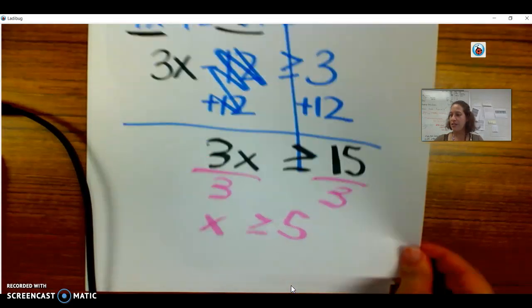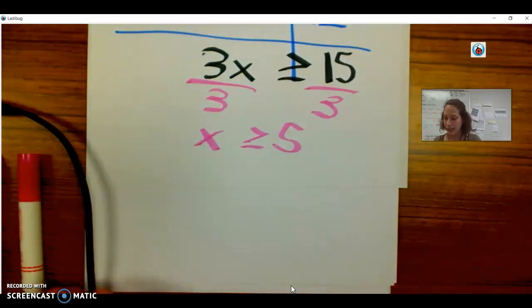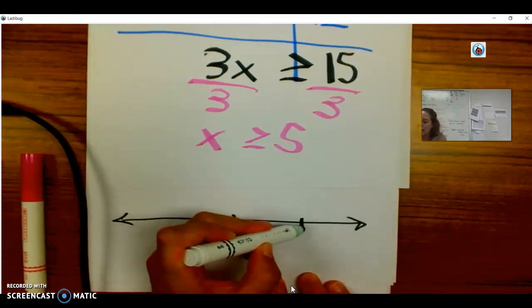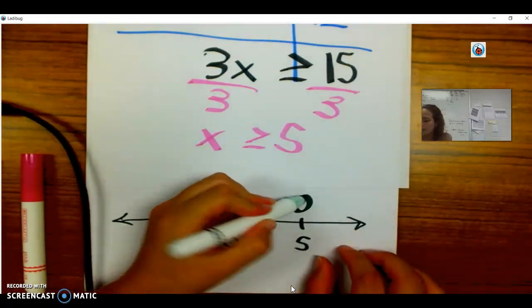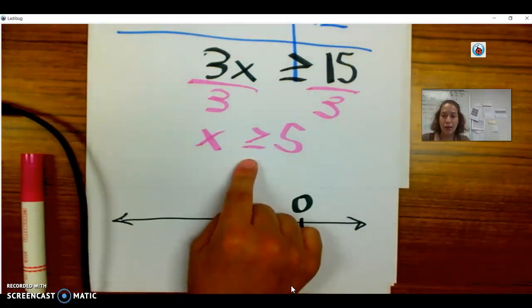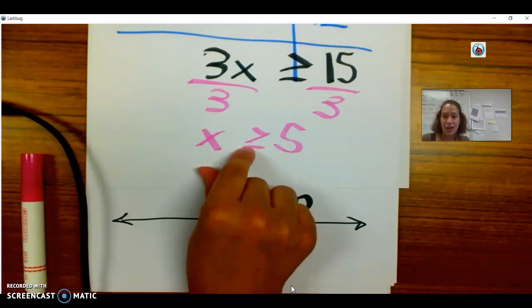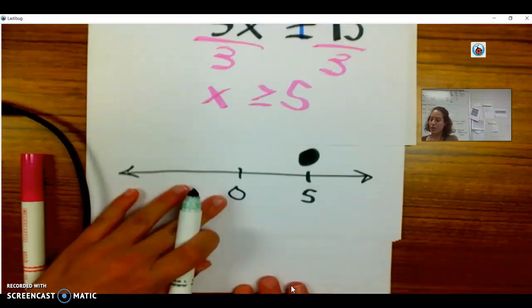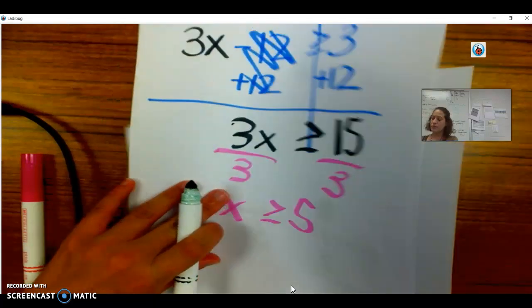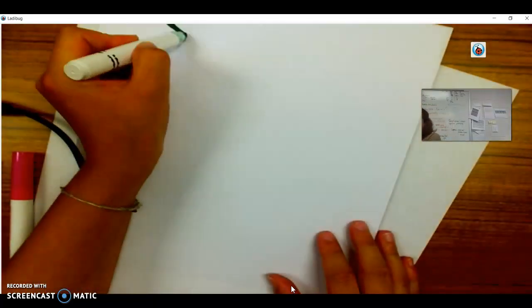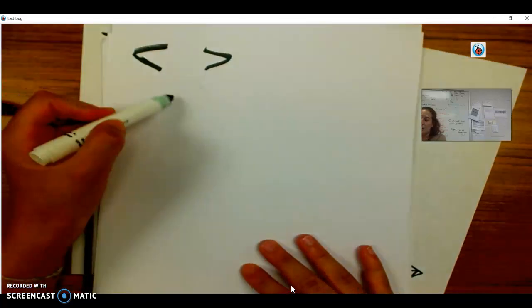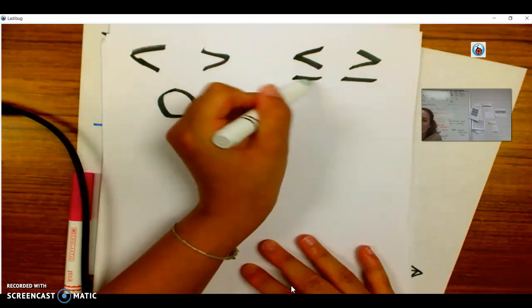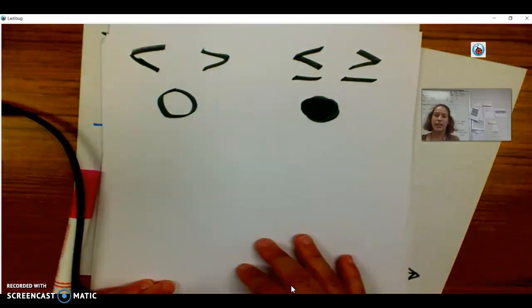Okay, so that's our answer, but then we had to find it on a number line. So let's just remember real quick. With the number line, we know we're going to have a circle on 5. You need to decide what kind of circle. Remember, when the symbol has a line on the bottom, we take an extra step and we fill in the circle. Please remember, less than or greater than gets an open circle. Less than or equal to, greater than or equal to, if there's a line underneath, we do a closed circle. Please don't mess that up.